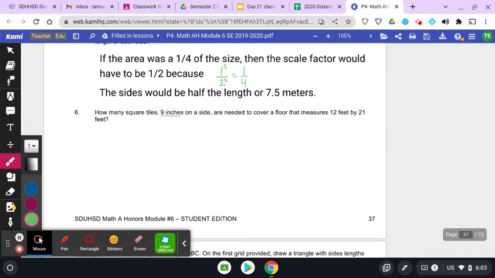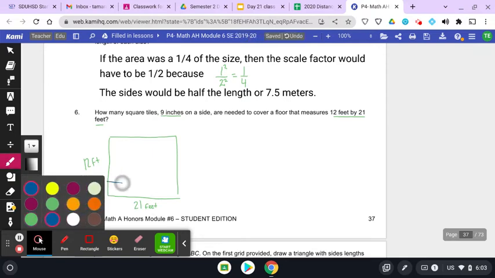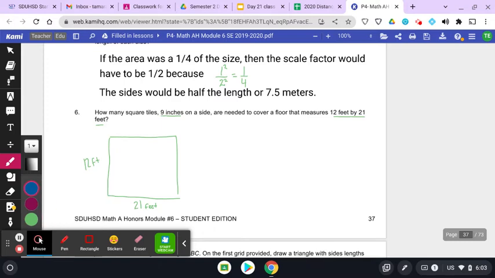This is in inches, and this is in square feet. So we have tiny tiles that are going on a very big rectangular square. This is 12 feet by 21 feet. You do not have a huge tile. This does not say a 9 foot by 9 foot tile. That is not what that says. It says a 9 inch. So I got to get into the same units. All right, so 9 inches.